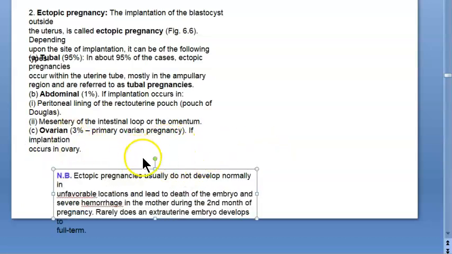So what happens in ectopic? They are not in a favorable location. So the embryo will die, and it can also cause a lot of problem to the mother. It can rupture. It can also lead to the death of the mother.